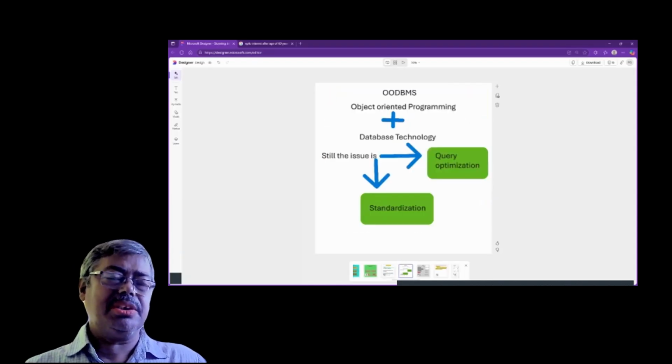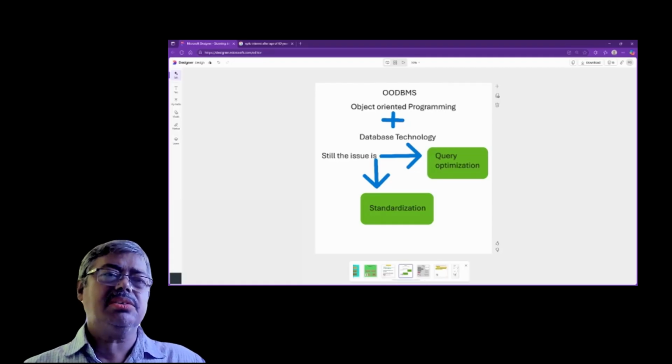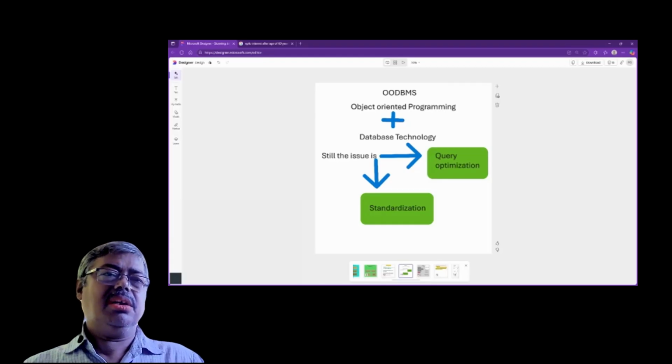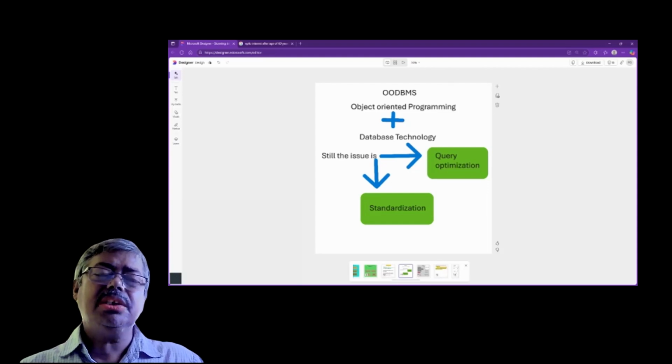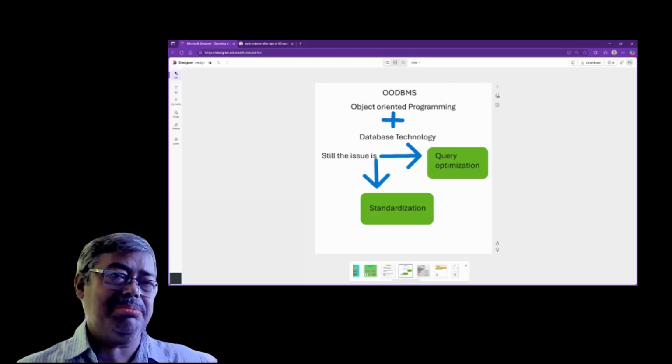Object-oriented database management system, and it is divided. If we look at the object-oriented database management system, it has two parts. One is object-oriented programming plus database technology. We have already seen the database technology follows the ACID property, and the object-oriented part is mainly object-based. Summing those two techniques, we get an extended form of the relational database management system.